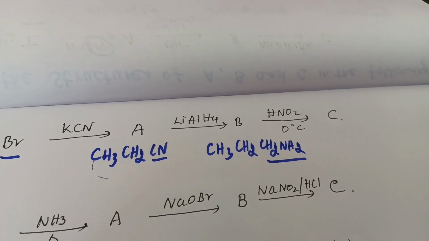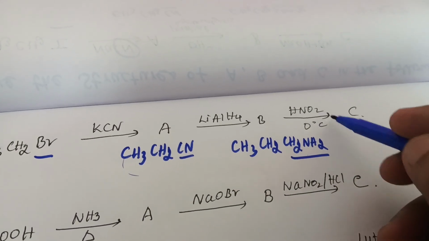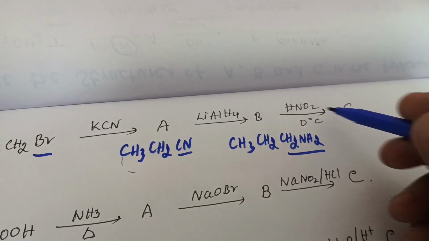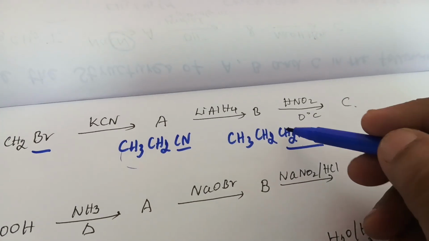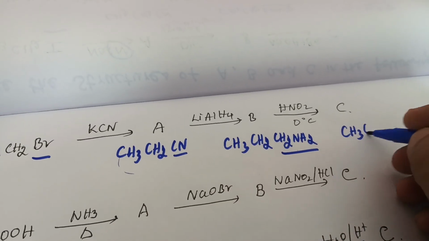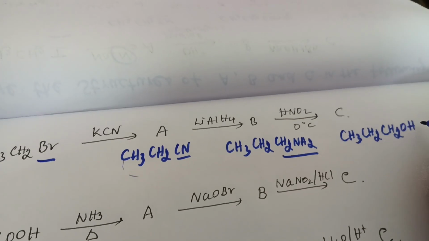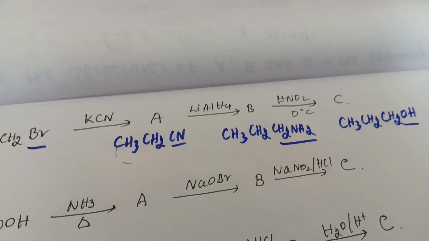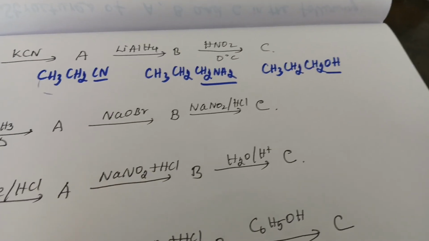And now here it is with nitrous acid, HNO2, at 0 degrees Celsius. So here it is diazotization, but here it is an aliphatic amine. So aliphatic amines end with alcohol. The end product is alcohol. So CH3CH2OH. Here the diazonium salt will be formed, but that is unstable. So you will be getting the end product as alcohol.